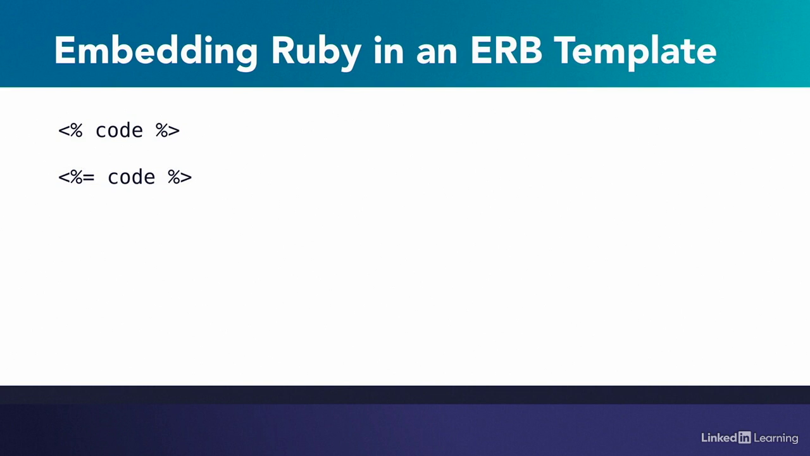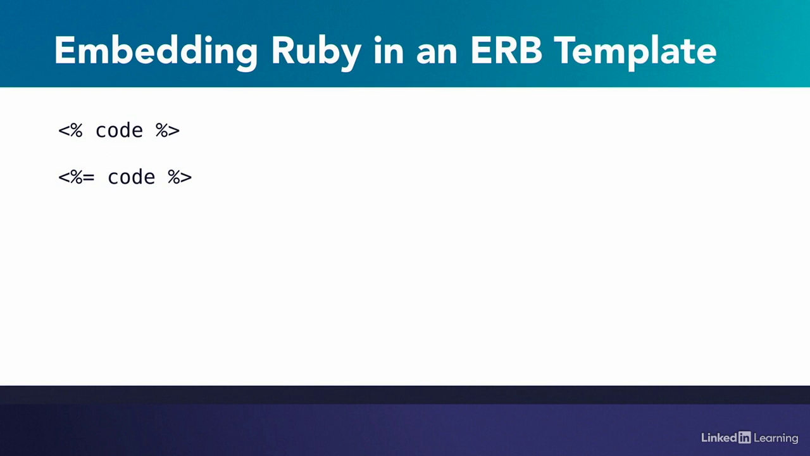The difference between them is the first one executes Ruby code. The second one executes Ruby code and outputs the result into the template. The first one doesn't actually output anything into the template. The equal sign is telling it that this also should be output.